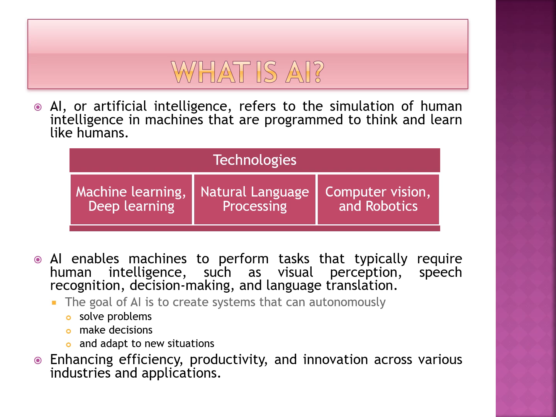So these systems are usually designed to solve problems and support decision making, and we try to build the ability of the human being, like how humans adapt to different situations. The same way we try to import that human intelligence into the machine. So the ultimate goal of this AI system is to enhance efficiency, productivity, and innovation across various industries, domains, and various applications.